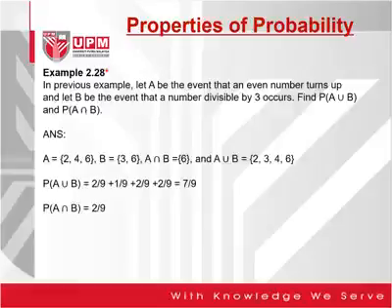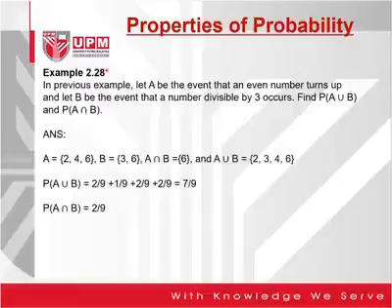Now you want to find the probability of A or B. A or B means that you have to merge A and B together. So you have 2, 3, 4, 6. What is the probability? You have 2/9 for 2, 1/9 for 3, 2/9 for 4, and 2/9 for 6. So the answer is 7/9.